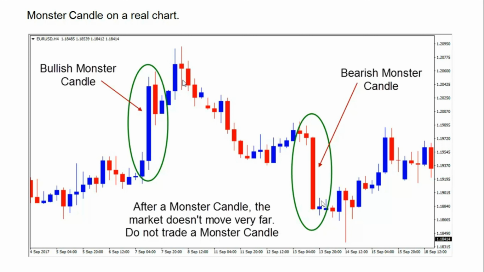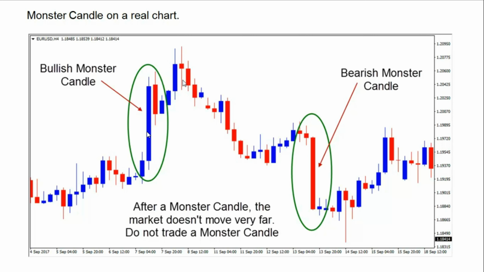So this is 4 hours. Remember, this is 4 hours, and the market became quiet for 8 hours, 12, 16. You see that? The market became quiet. Then later on, the market came back to correct that move before it began to go. So after a monster candle, the market doesn't move very far. Do not trade the monster candle. It's written here. If you see this kind of candle, relax. Just give the market time to do whatever it has to do and give you a structure.